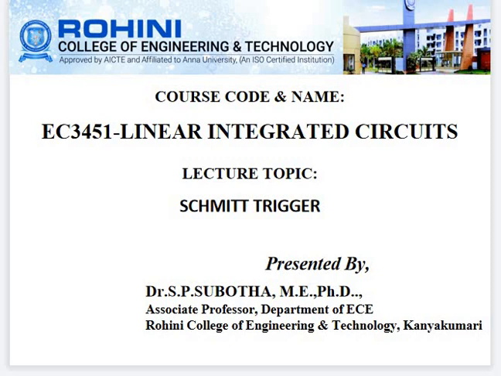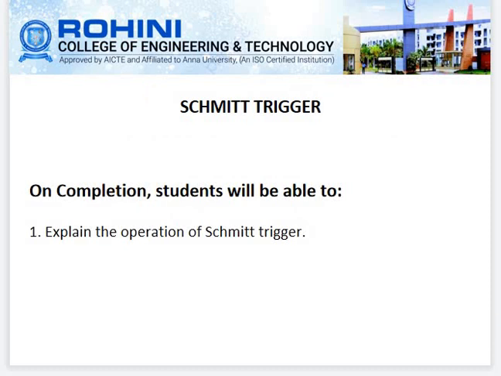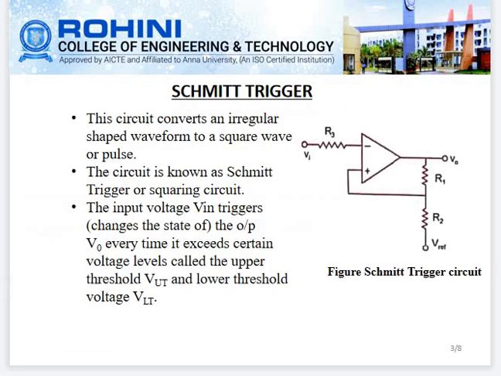Dear students, now we are going to see the subject linear integrated circuits, and the subject code is EC3451. Under that, the topic is Schmitt trigger. On completion of this topic, students will be able to explain the operation of the Schmitt trigger.